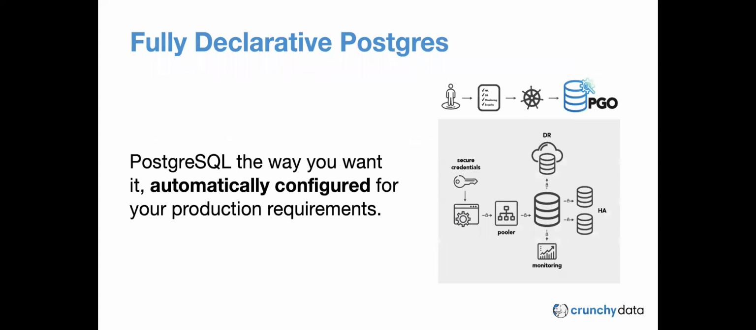So, fully declarative Postgres. We try to make it as simple as you saying that you want high availability, you want disaster recovery, you want monitoring, you want things to be secure. You put in your YAML checklist and send it off to Kubernetes. PGO, the operator, sees it and says, okay, let me build out that cluster. And it's going to automatically configure it for your production requirements.